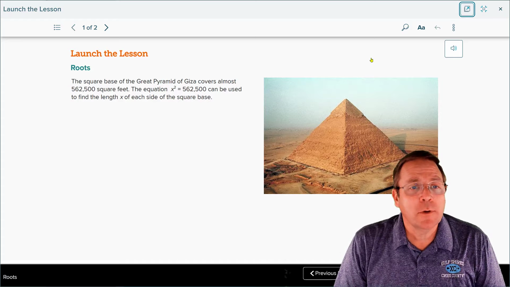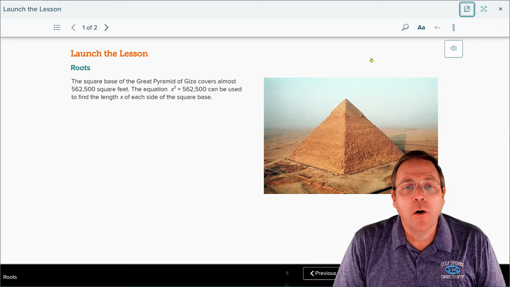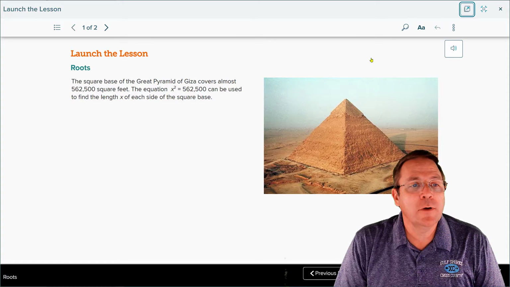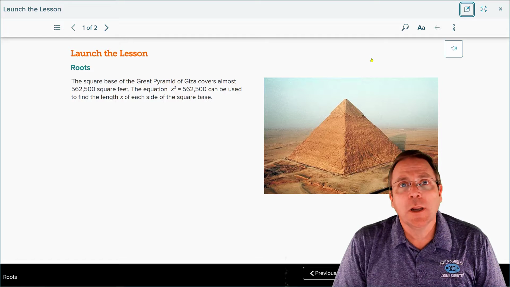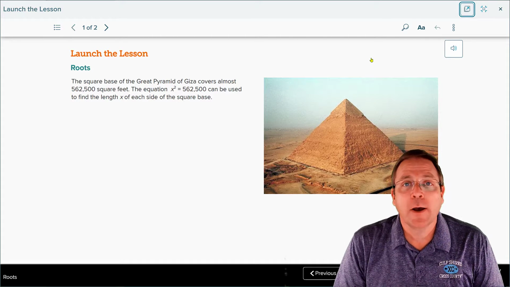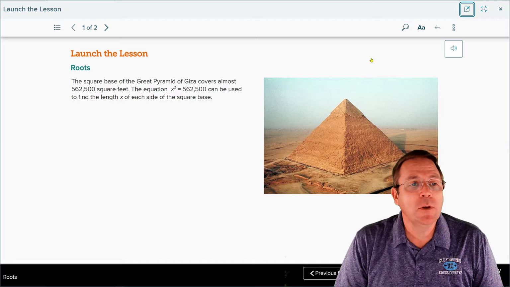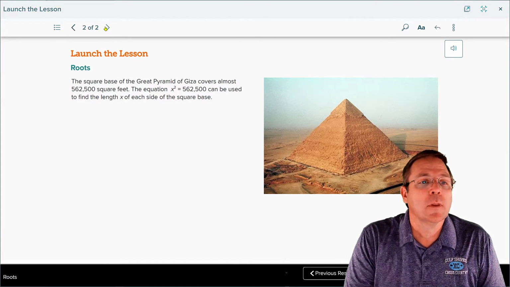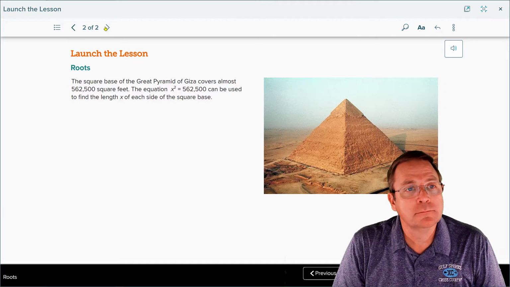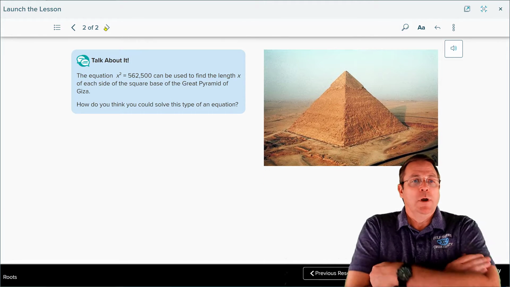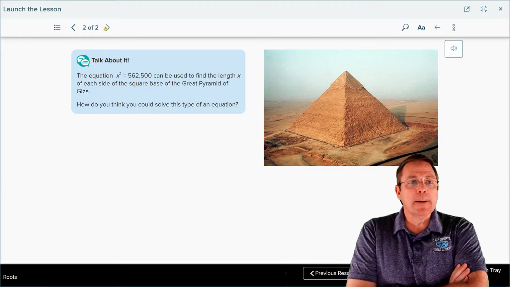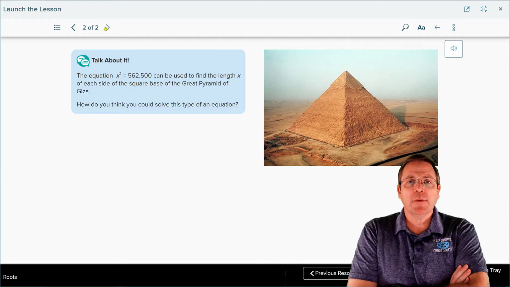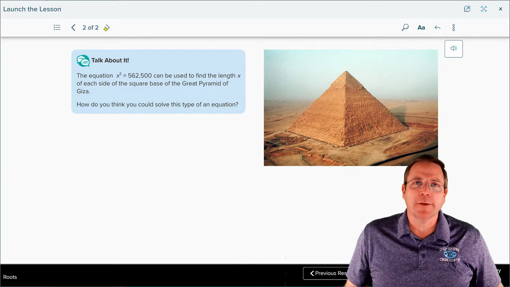The square base of the Great Pyramid in Giza covers almost 562,500 square feet. The equation x squared is equal to 562,500 can be used to find the length x of each side of the square base. How do you think you could solve this type of equation? Well, that is the kind of thing that you're going to be learning about in today's lesson.